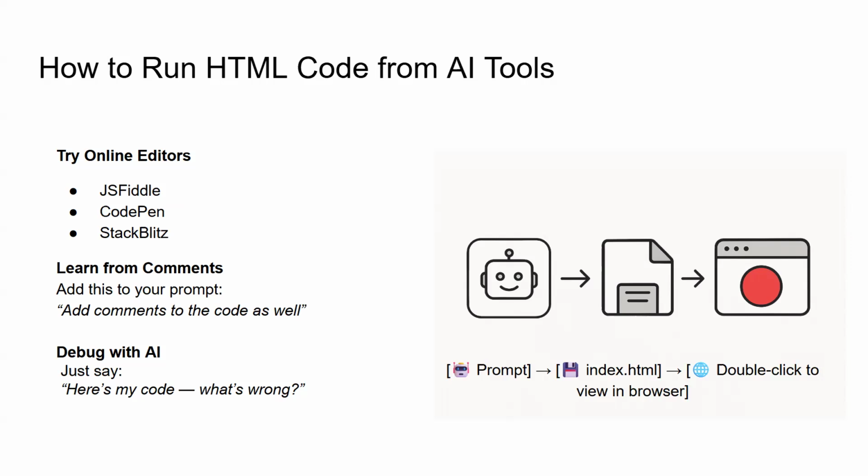And as we said, you can add to your prompt, say, add comments to the code, if you wish to learn more about it or what each section does. And for debugging purposes, if it doesn't work, you can say, okay, there's something wrong with my code here. Here's the code. What's the problem with it, or what's wrong with it? So you'll get good information about it.